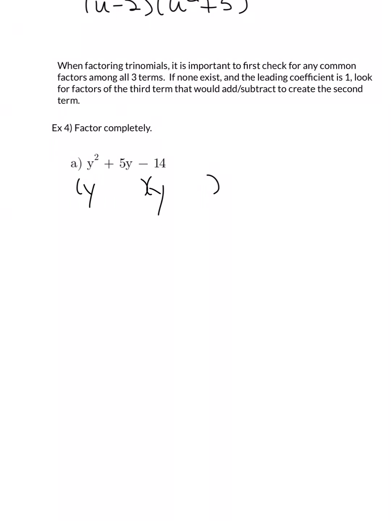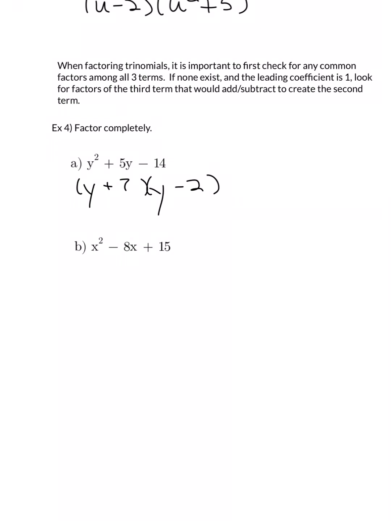But we need it to be negative 14. So should it be a positive 7 or a negative 7? Well, if I have positive 7 and negative 2, that will give me the positive 5 that I need. So this factors into y plus 7 times y minus 2.